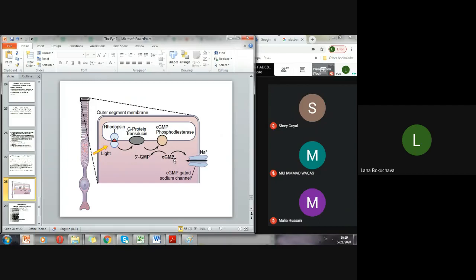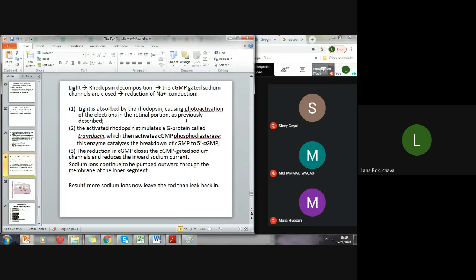In this case, we do have the conversion of the cyclic GMP to 5'-GMP, and as a result, the cyclic GMP needed for the opening of the sodium channels, we don't have it, so we are reducing the amount of it, and as a result, the leakage of the sodium is simply not present here. So coming back to that particular slide, there are three main things happening.